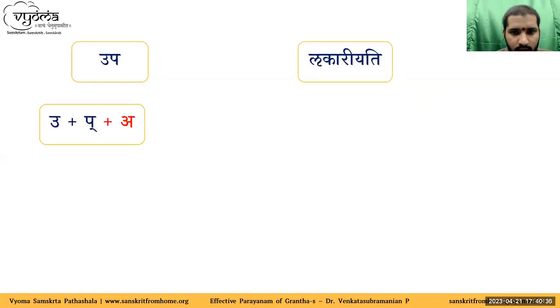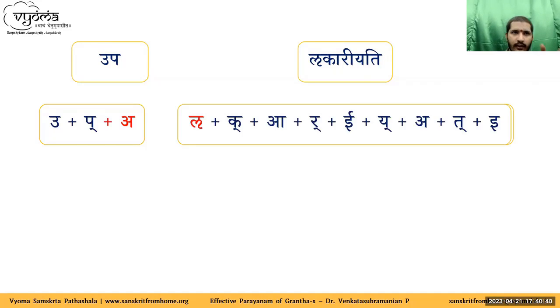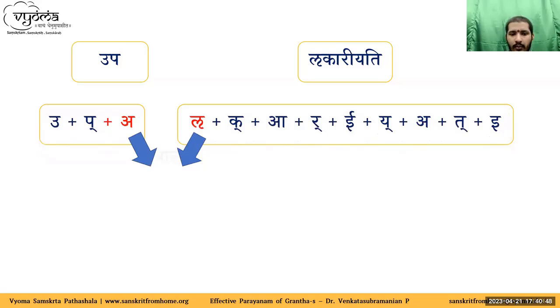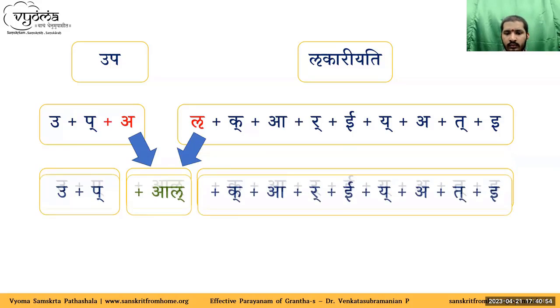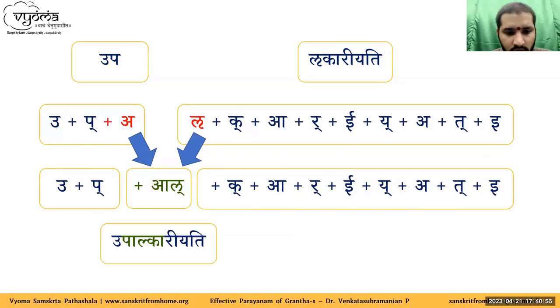So how does this sandhi occur? Upa lukariyati. On the left hand side we have a. On the right hand side we have lu, which is the starting letter of subdhatu. In place of these two letters we get āl. And if we join the other letters, we'll get the rupa. Upālkariyati is the final form.